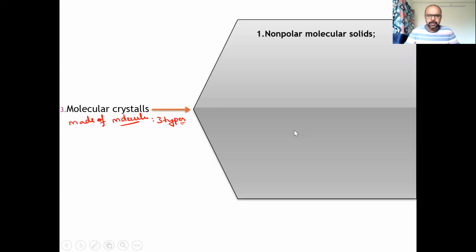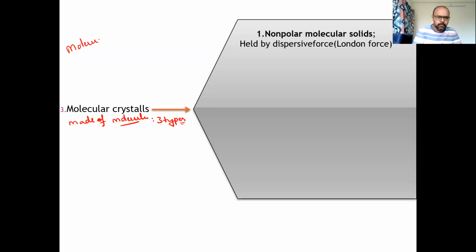Number 1, non-polar molecular solids. That means they are made of non-polar molecules only. Non-polar molecules means there is no polarity, there is no charge. Can I take water as a non-polar molecule? No. Can I take carbon dioxide as a non-polar molecule? Yes, sir. Any molecule with dipole moment mu equal to 0 is non-polar. Any molecule with mu not equal to 0, that means the molecule has some value for mu, is said to be polar.